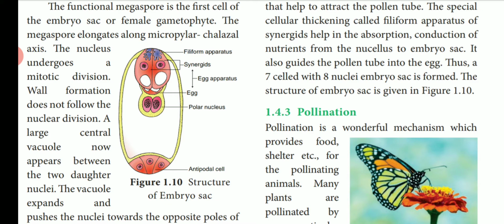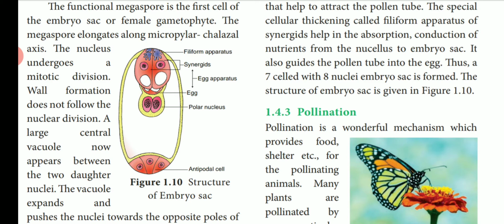You have to draw it in the center. The other 3 nuclei at the chalazal end are the antipodal cells. At the micropylar end, the egg apparatus is given. In the egg apparatus there are 2 synergids, and between the 2 synergids there is an egg cell. You can see the egg; that collectively is called the egg apparatus. Are you clear? Okay. So totally now we can see the 8 nucleated embryo sac.